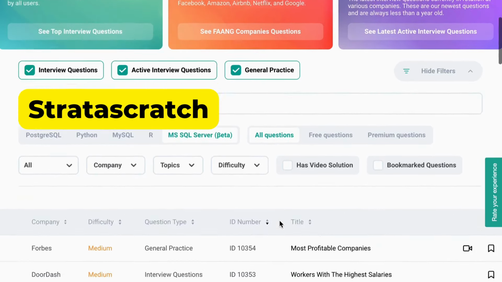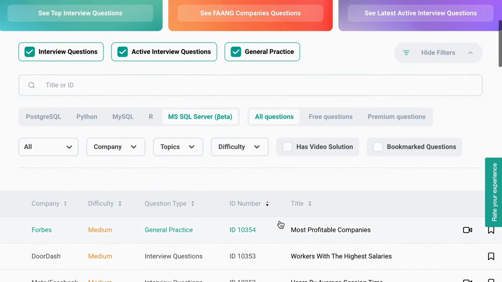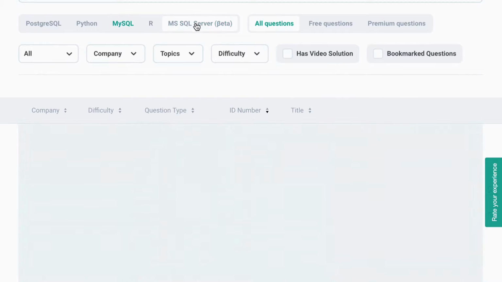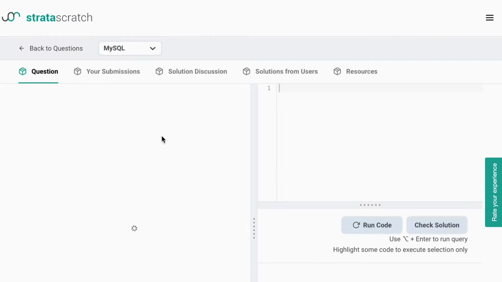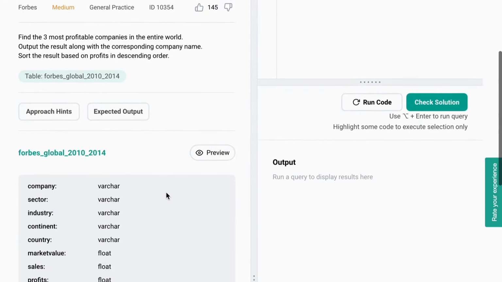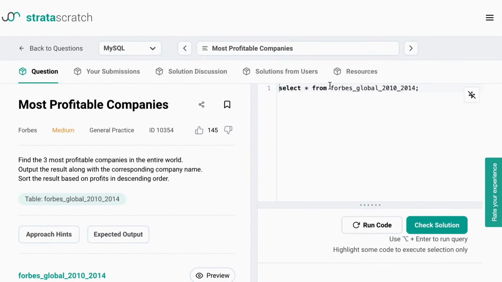Number 2 is Stratascratch. Stratascratch is a data science platform with over 1,000 real interview questions from your favorite companies. New interview questions are released every month. You can see SQL questions from Google, Meta, Amazon, and other companies. Also, you can choose PostgreSQL, MySQL, MySQL Server, Beta Eta, for practice. Much of Stratascratch is accessible as a free user.